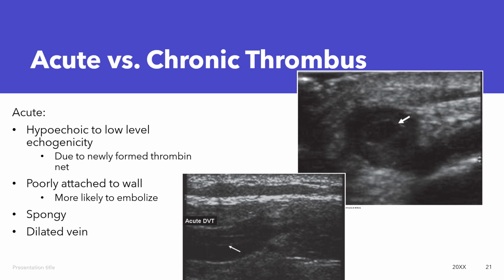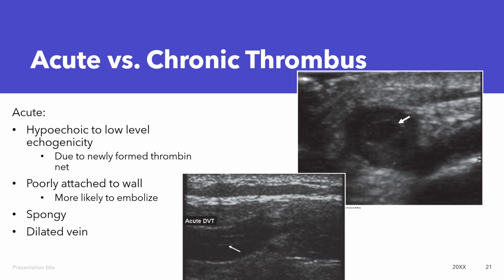Here you see it in long. It almost looks like you could have just some reverberation or some abnormal echoes or even artifactual echoes in this vein, but upon evaluation in transverse, you could identify that it was truly something attached to the anterior wall and not just artifact. Some other things you might see with an acute thrombus is that they can be poorly attached to the wall, and sometimes they can be almost like flapping in the blood flow.